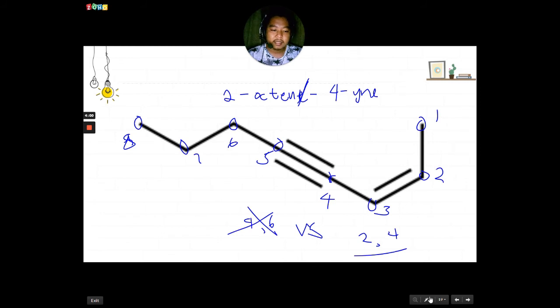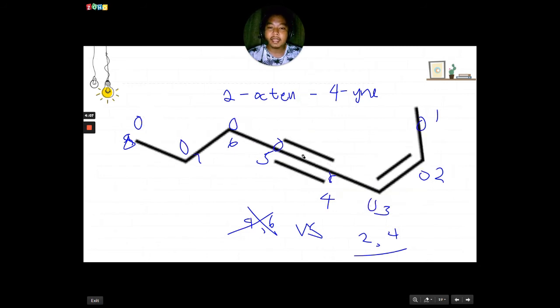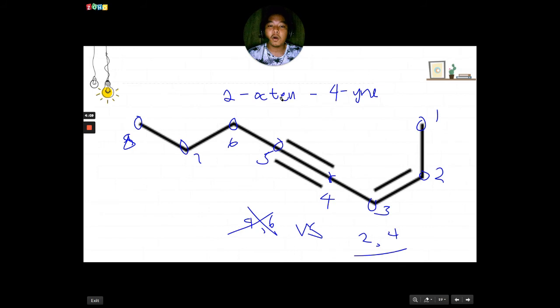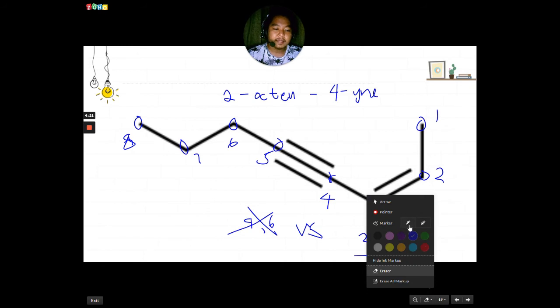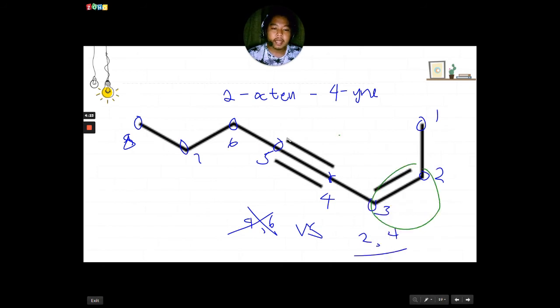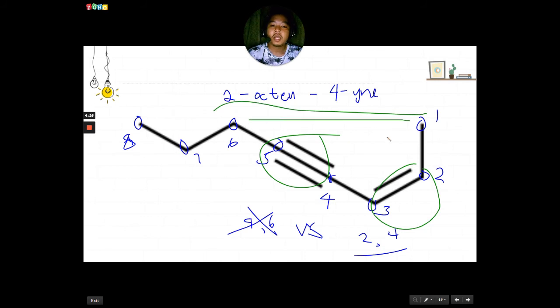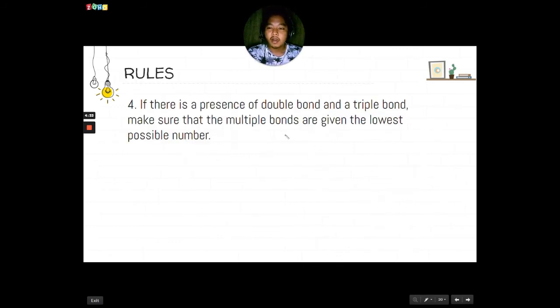Let me just erase this now to avoid confusion. But at least we understand why it became octen: because of the presence of the alkene, or the double bond here. So 2-octen and then 4-yne. So we included the number of the triple bond. And this only happens when there is a presence of both a double bond and a triple bond. So the name will be 2-octen-4-yne. Again, we make sure that they have the least possible number. So that's our fourth rule.